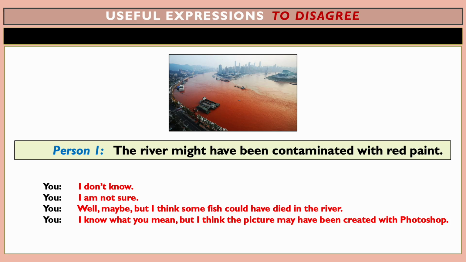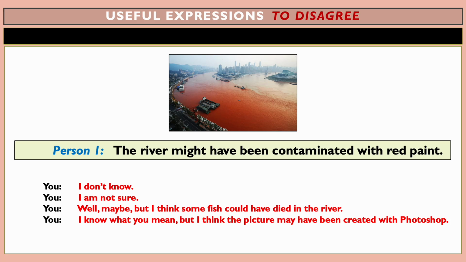This is a possibility. That's why this person is supposing and using might, have, and the past participle to express that he thinks that the river has been contaminated with red paint. But this is a supposition. This is a possibility. That's why he's using might have and the past participle.